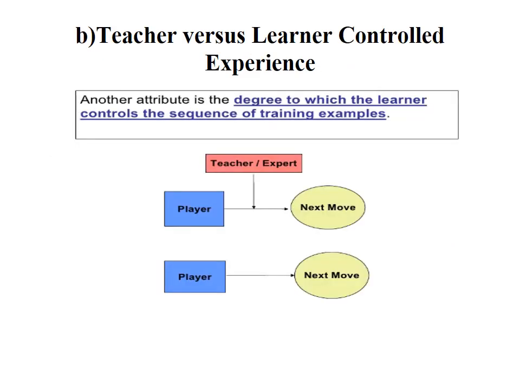The second attribute is the degree to which the learner controls the sequence of training examples. Taking the same example of driving a car, there are three cases we can consider. The first case is when the trainer is sitting beside you and giving every instruction to drive the car. In the second case, the trainer just sits beside you, and if you make mistakes, he gives suggestions. In the third case, the trainer is not giving any instructions. If you make any mistakes, you only need to correct them.